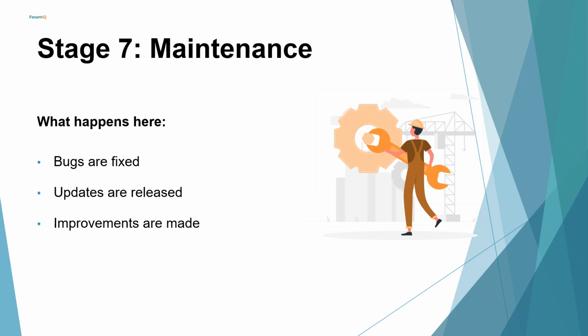We have the seventh stage, which is the maintenance stage. So software is never done forever. It must be maintained and improved. So bugs are also fixed here, updates are released, and improvements are made at this stage.